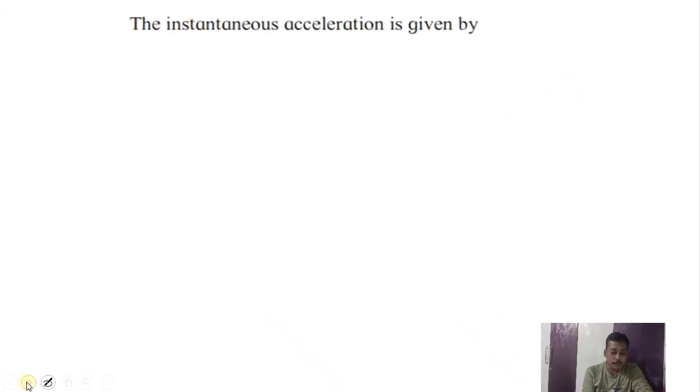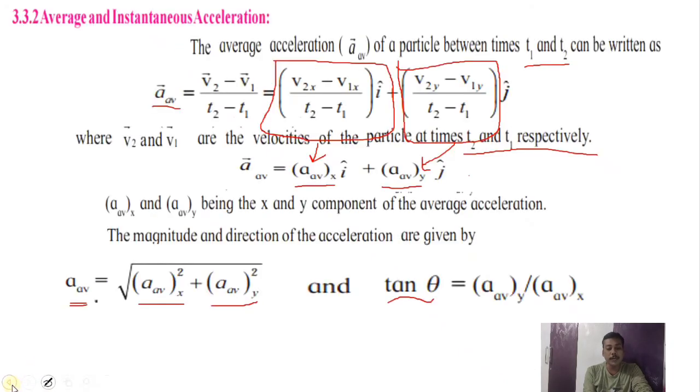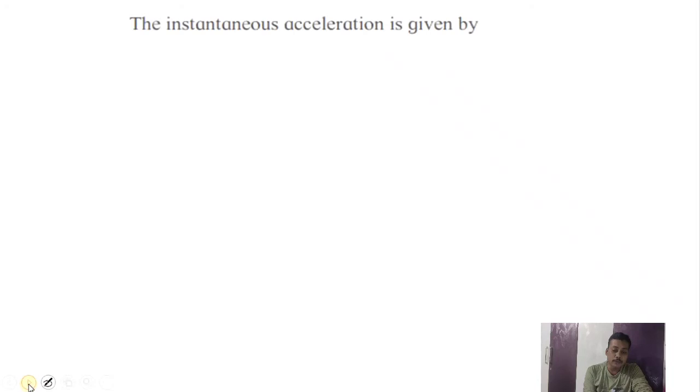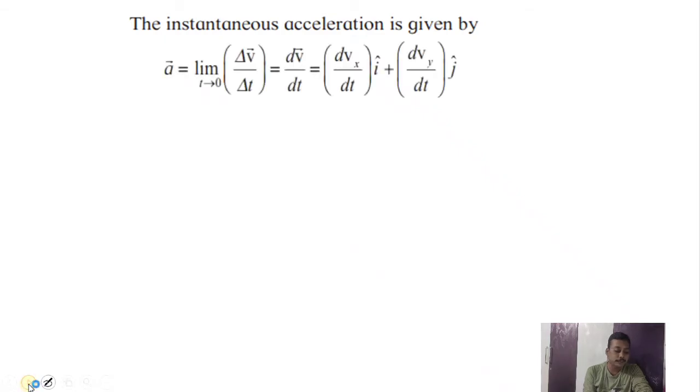So everywhere, if instead of v I replace x, then the formula becomes the formula for average velocity. And in terms of v, that is for average acceleration. So this is the average magnitude of acceleration and this is the direction of acceleration.